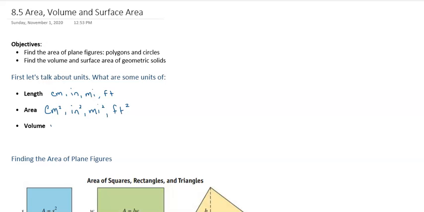Volume can be centimeters cubed because we are looking at how much stuff something holds. And so we have to measure in 3 directions: length, width, and height, 3-dimensional. So cubic centimeters or centimeters cubed, inches cubed, and so on. And yes, you can have cubic miles, and that's a very large space, and feet cubed. Okay, so very different types of measurements: length, area, and volume, and they have different units.